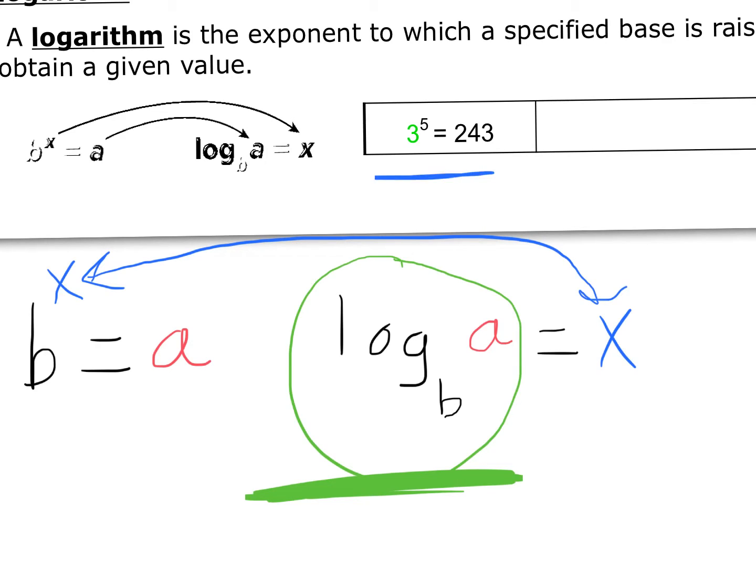I will fill this in right now. We will rewrite it in terms of a logarithm. So we're going to go log. The subscript is the base, and in this case the base is 3. When I simplify 3 to the 5th power, I get 243. And all of this equals the exponent, and the exponent was 5.